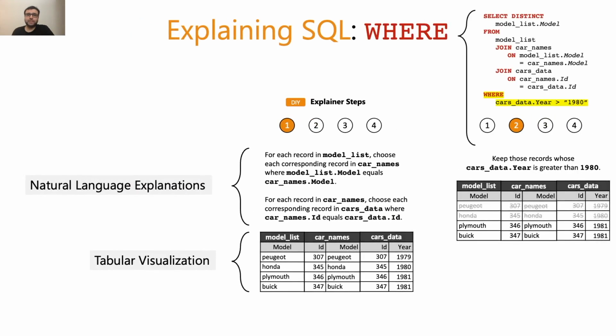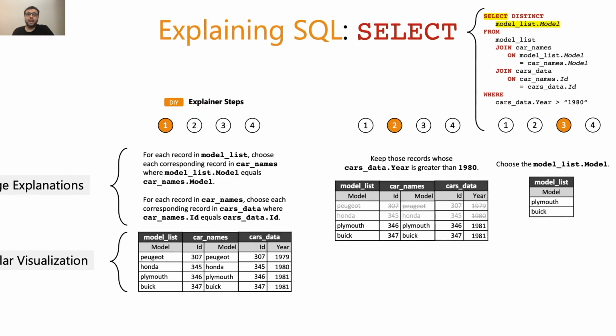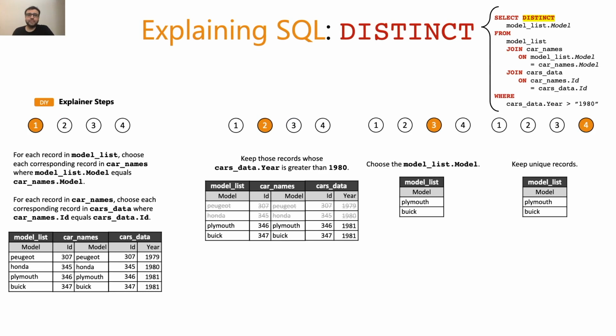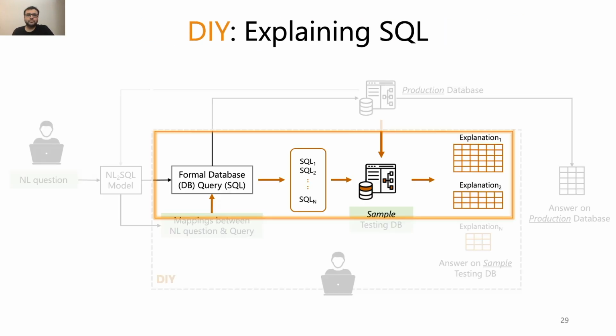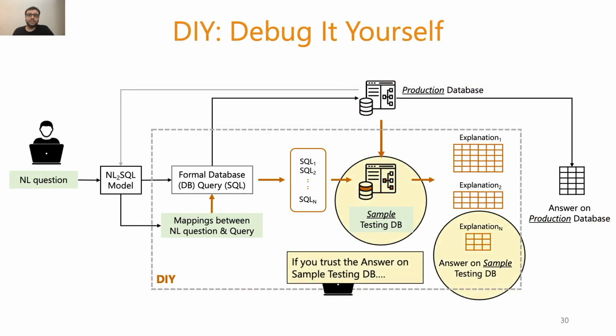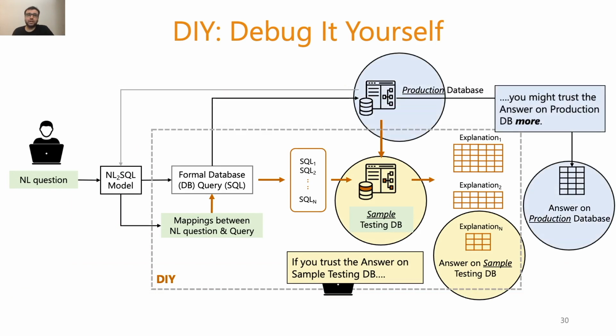Step 2. The where clause is explained by striking out the rows that don't match the where condition. Step 3. The select clause is explained by choosing just the columns mentioned in the original SQL query. And finally, step 4. The distinct clause is explained by choosing only the unique records. We believe if users trust the system's strategy and answer on the sample database, they may trust the actual answer on the production database more.